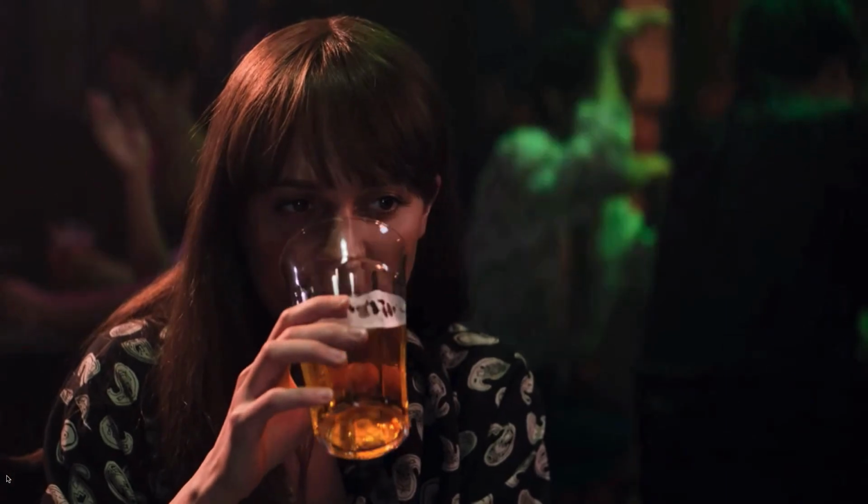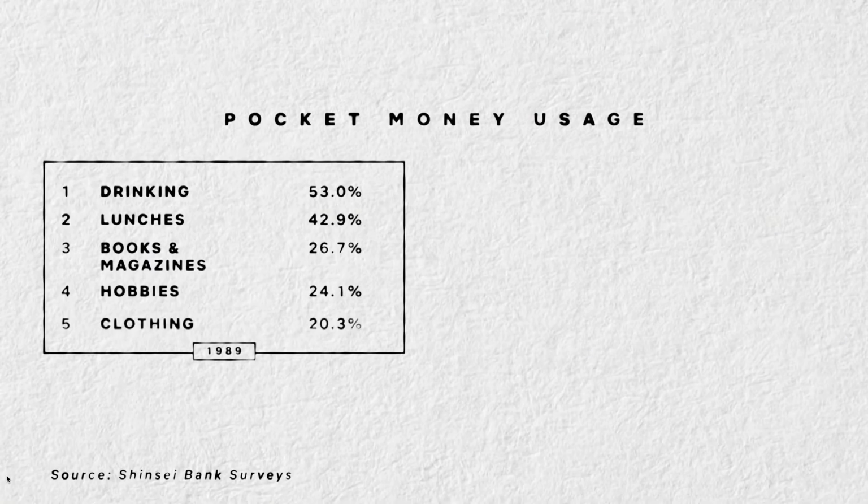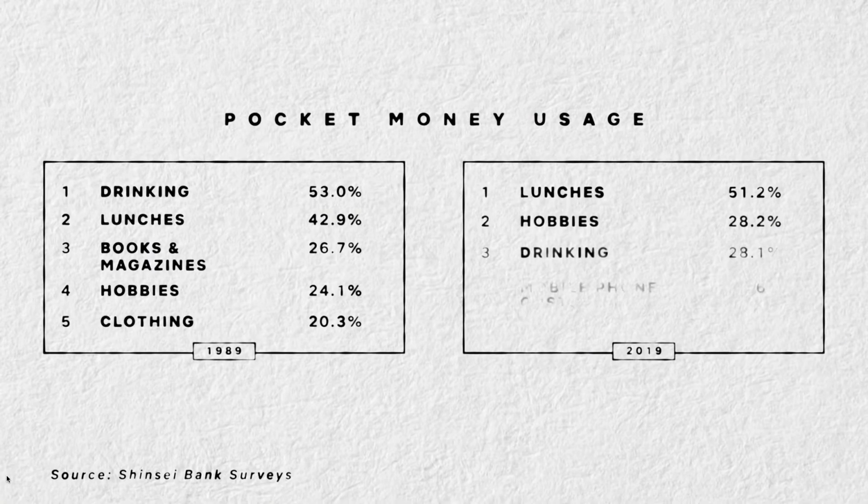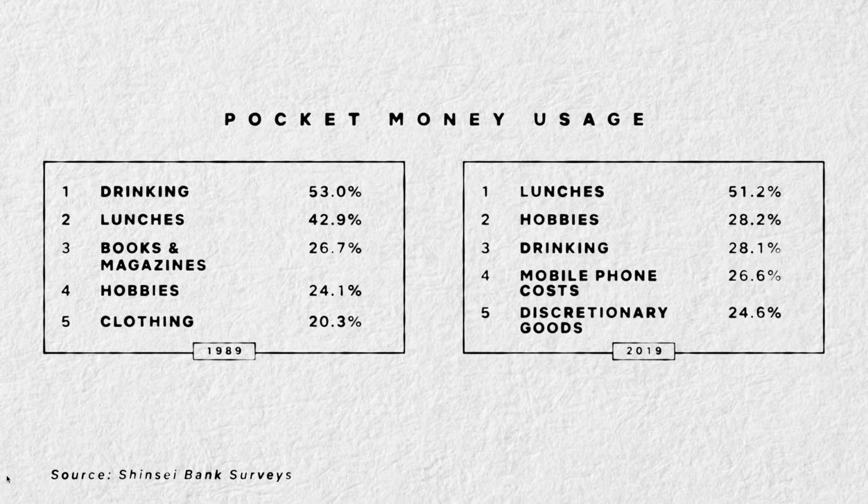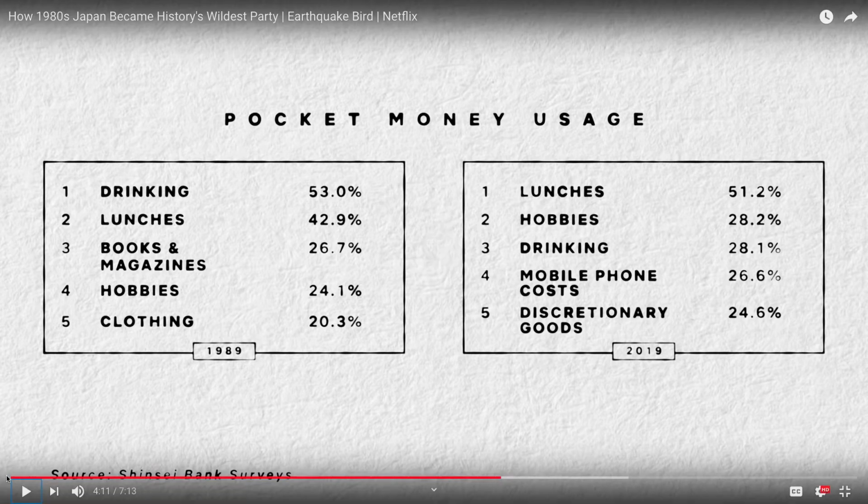But drinking may have been even bigger. This chart shows what Japanese workers used their wages for, both at the height of the bubble and 30 years later. Dude, look at that. That's pretty crazy. I mean, I knew that the Japanese liked to drink, but, dude, half your money spent on drinking? That better be some really good whiskey.